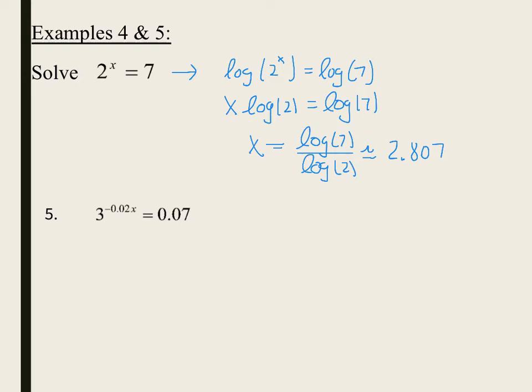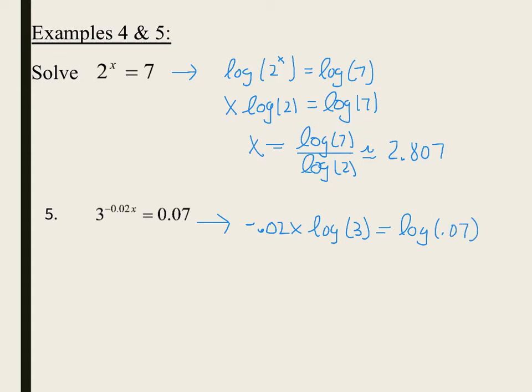Now we can do the same thing with the next problem. Again, this is a very difficult problem unless you use some sort of logarithm. So immediately we can rewrite this using the power rule if we know the power rule. We can say this is a minus 0.02x log of 3. This is a common log of 3 is equal to the log of 0.07.